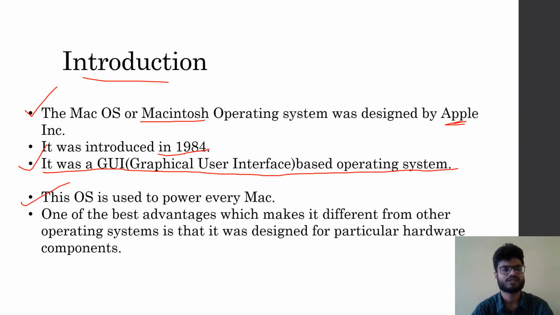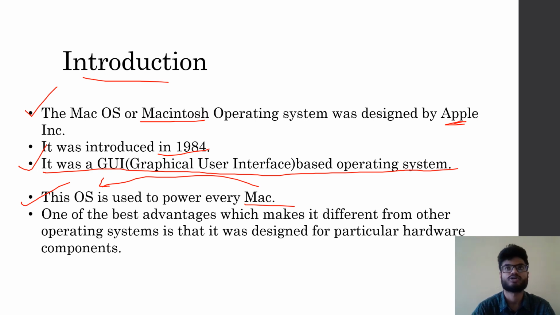Fourth point is the operating system used to power every Mac. Mac is nothing but the computers which are manufactured by Apple. They are only known as Macs or Macintoshes. So in Macs, only Mac OS was present. And one of the major advantages which makes Mac OS better than others was that it was designed for particular hardware.